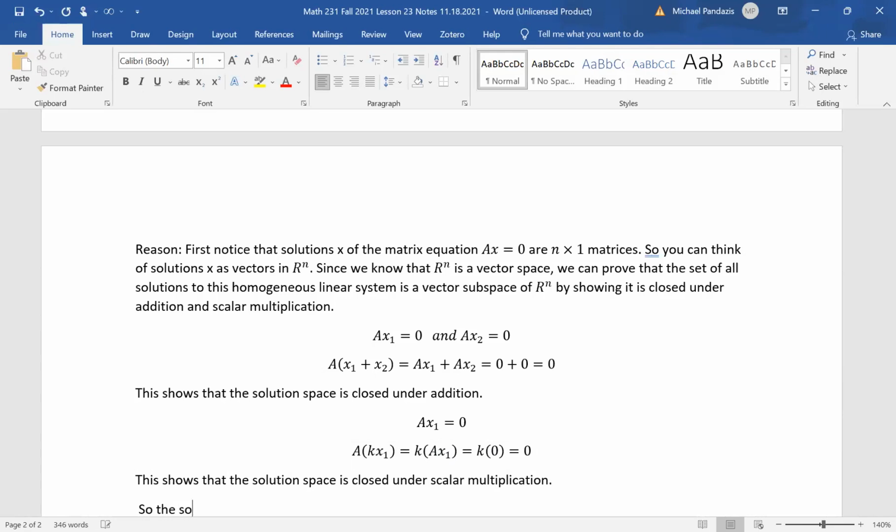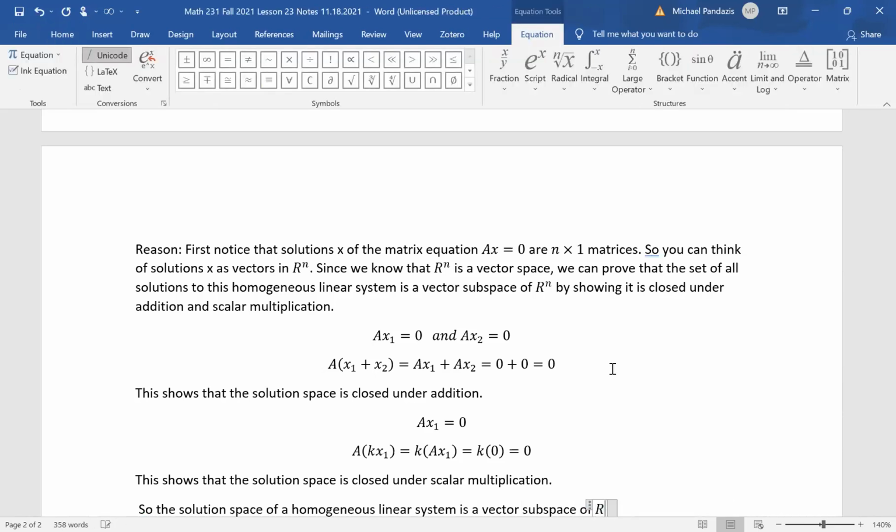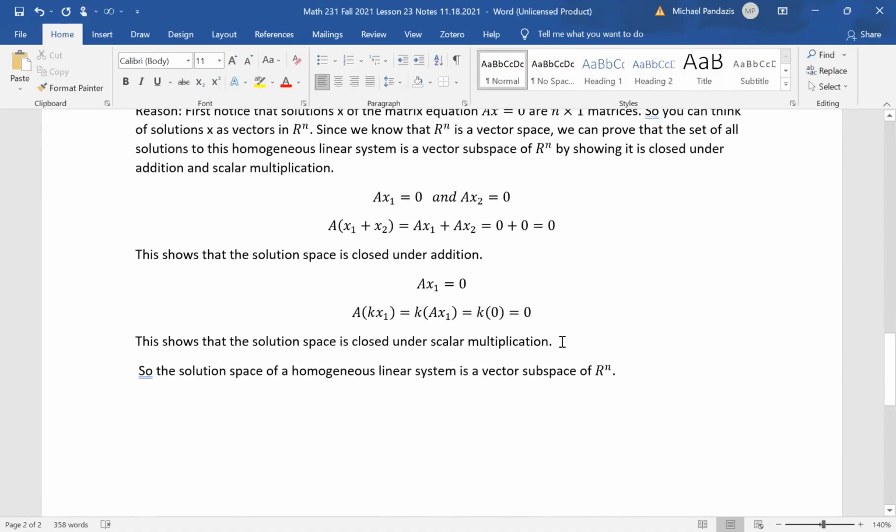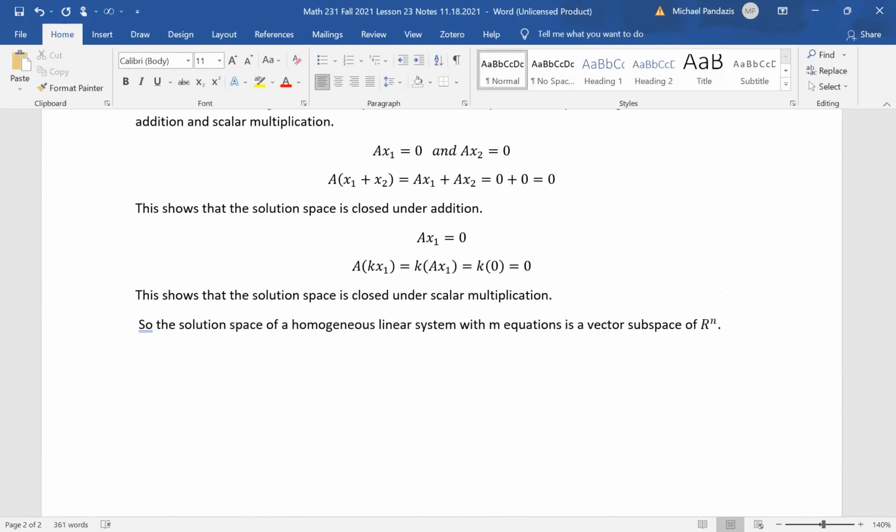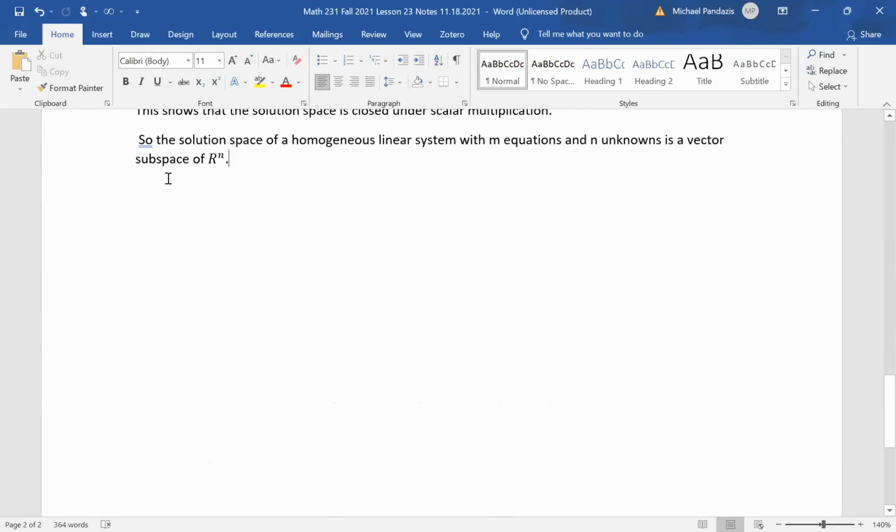So the solution space of a homogeneous linear system is a vector subspace of Rn, given that you have m equations and n unknowns. You have n unknowns because you have vectors in Rn as solutions. Okay, so that's a proof of theorem 4.2.4.